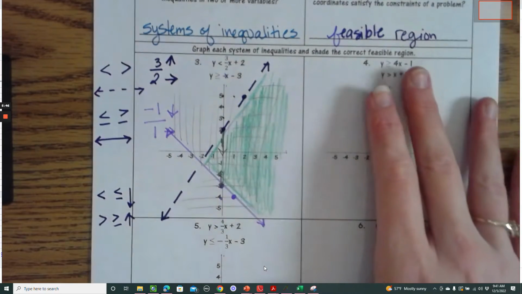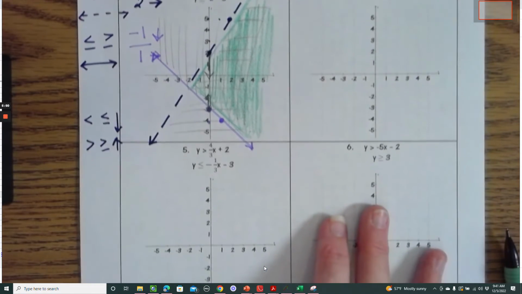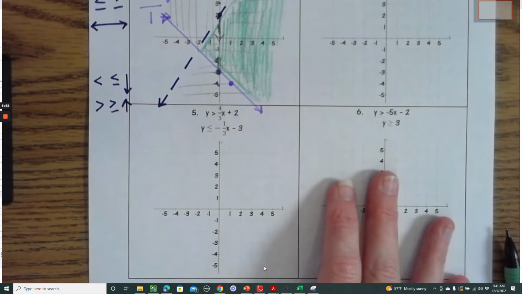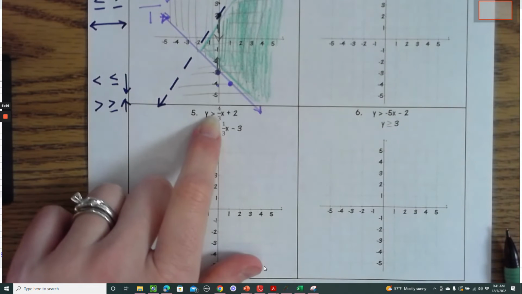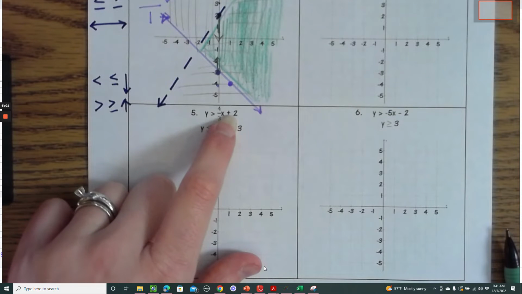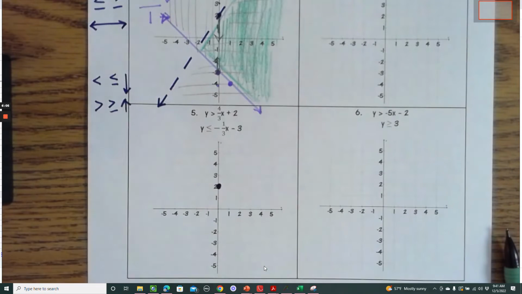All right, let's do number 5 now. So we just do the same thing. Take the first one, y is greater than, so that's a dashed line, negative x plus 2. So plus 2 means there's a dot at positive 2.